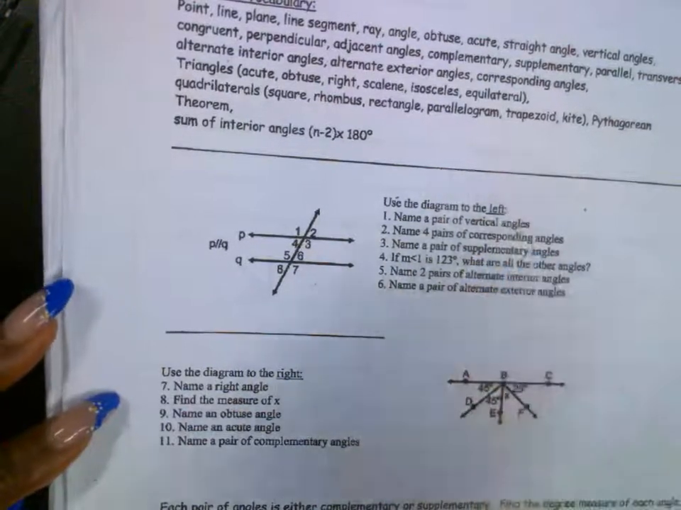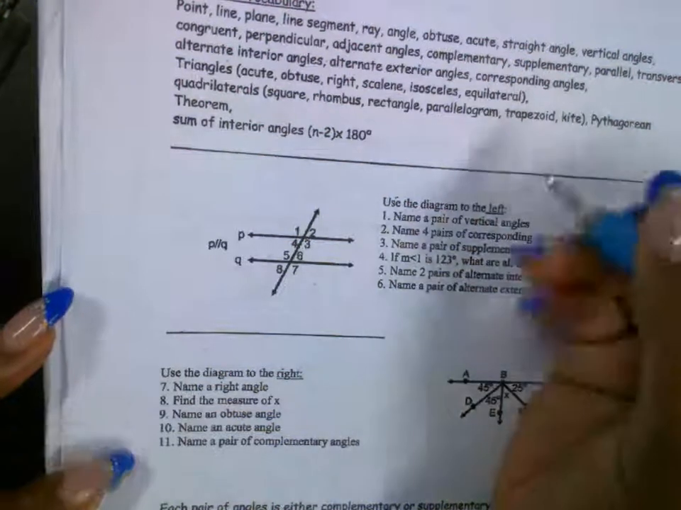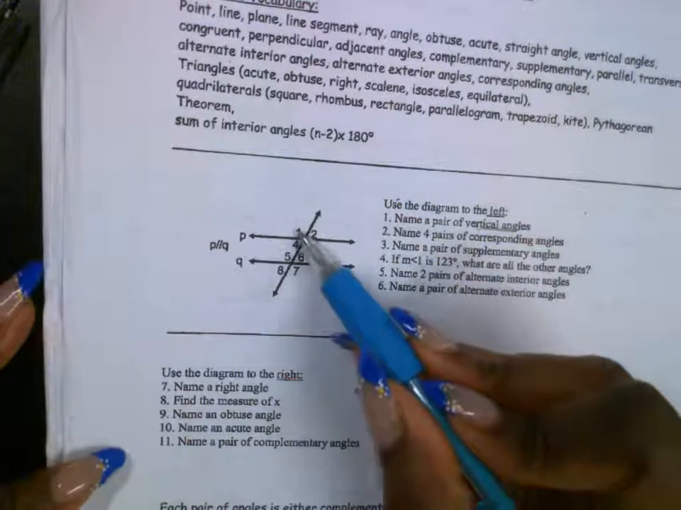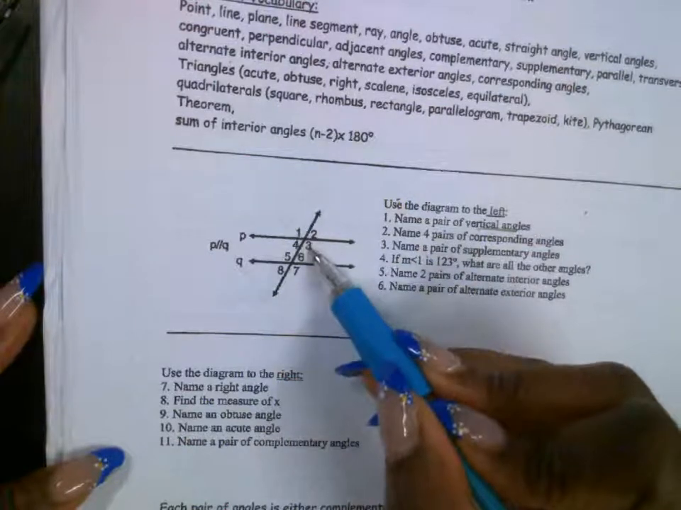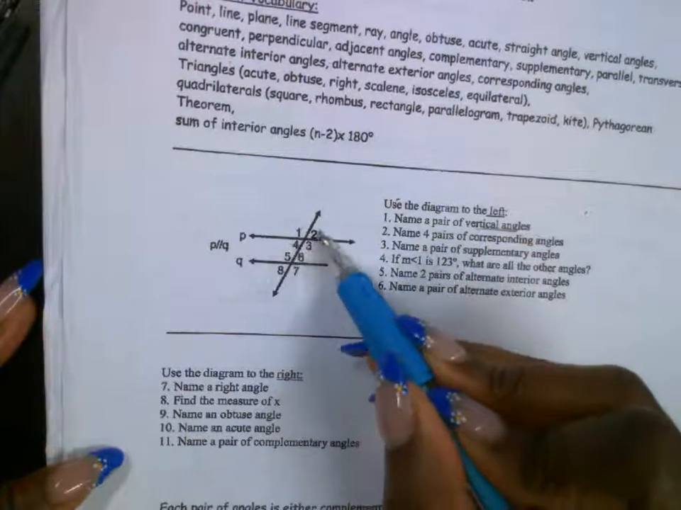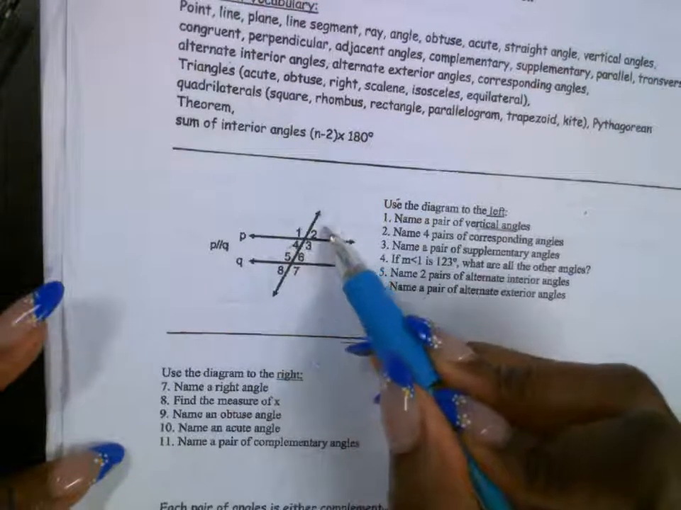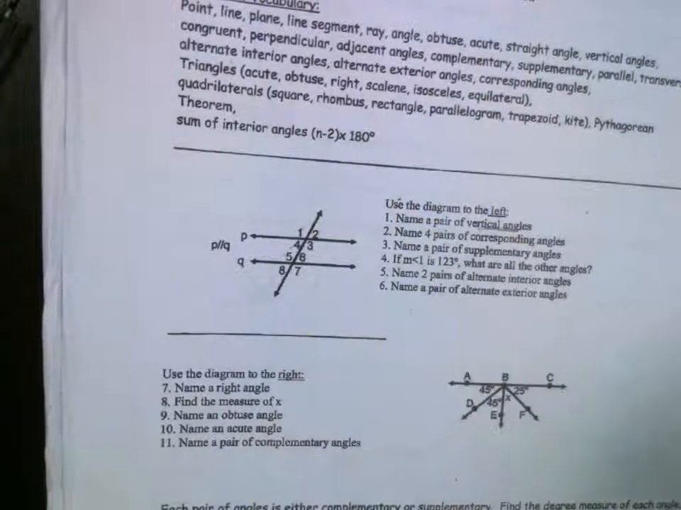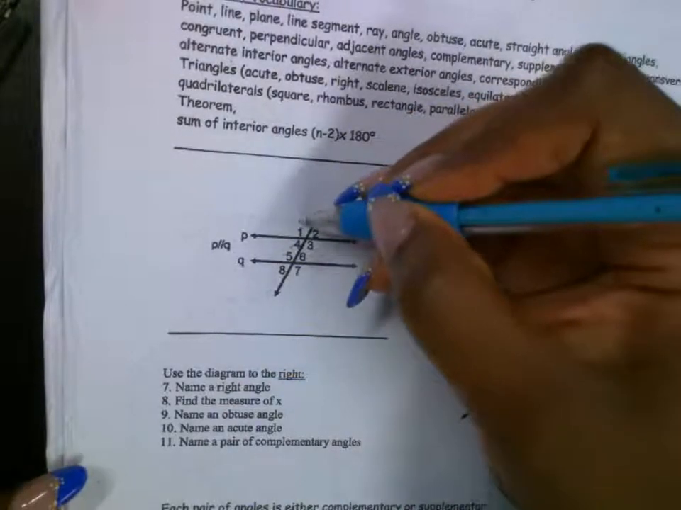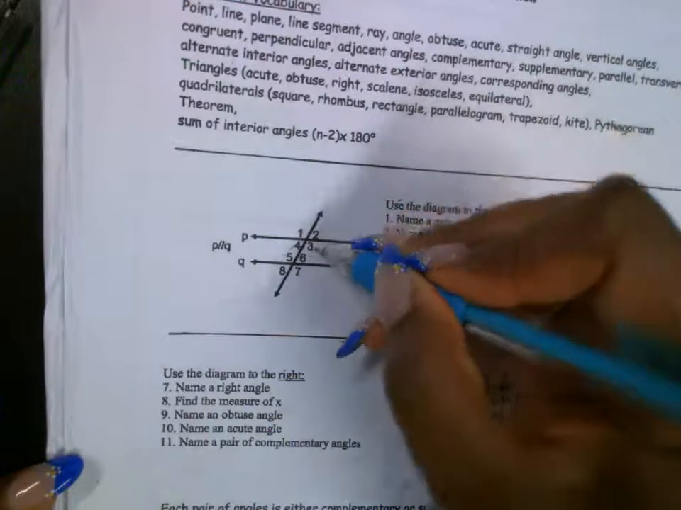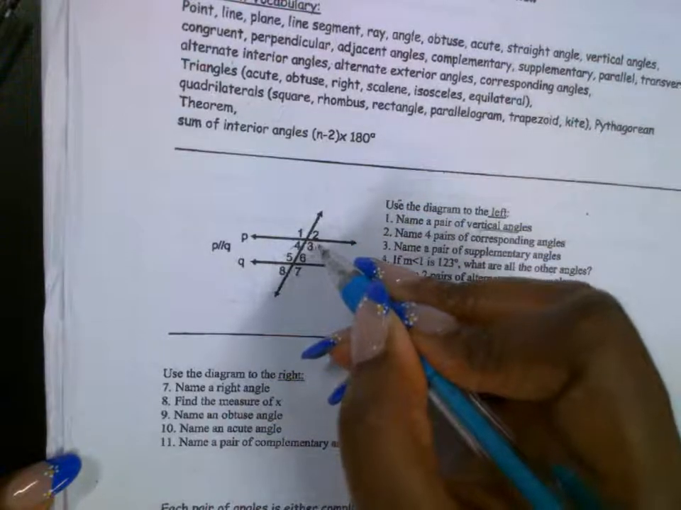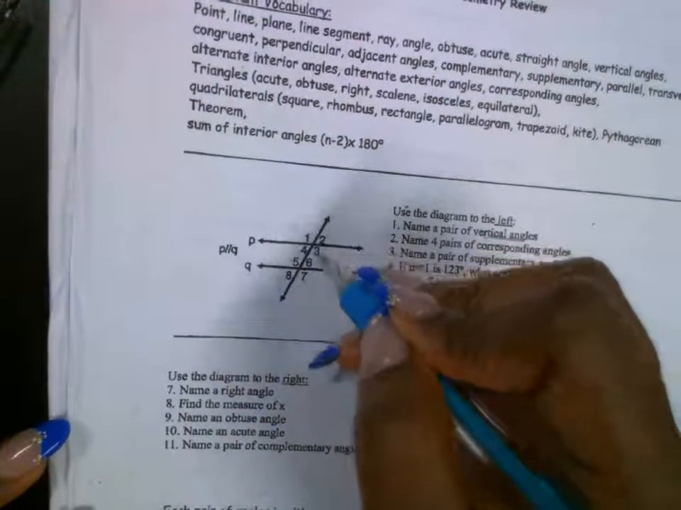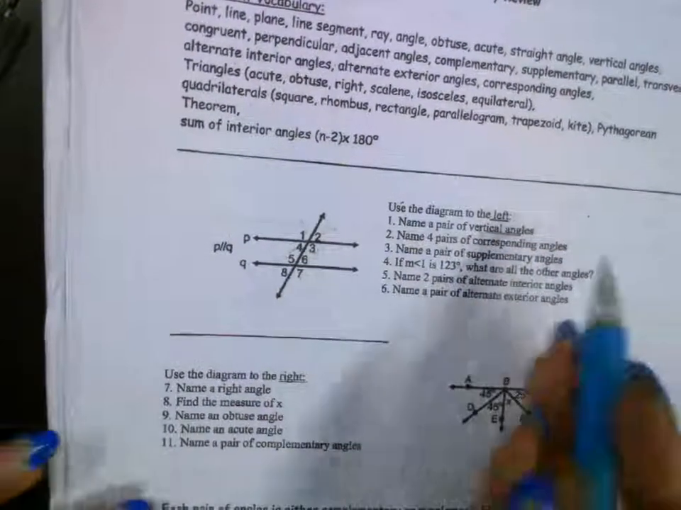Remember, vertical angles are angles that are diagonal from each other. So the vertical angles are 1 and 3. What's the other pair of vertical angles? 4 and 2. What's another pair? 5 and 7. What's the other pair? 6 and 8. If 1 is 120, then so is 3. They are congruent. These two are congruent. All right.